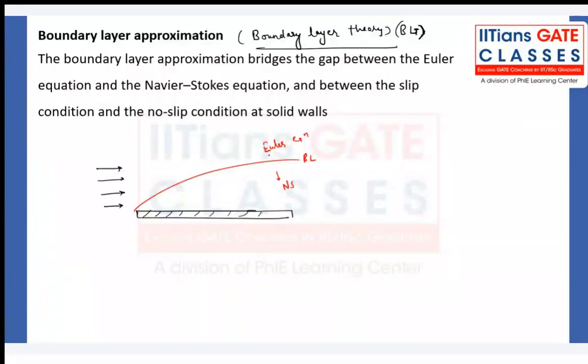Because the Euler equation assumes we are not considering any viscosity effect, right? So this particular region is what? Highly viscous region. And the outside is the inviscid region. Why? Because shear force is zero. Why? Because dou u by dou y is zero.